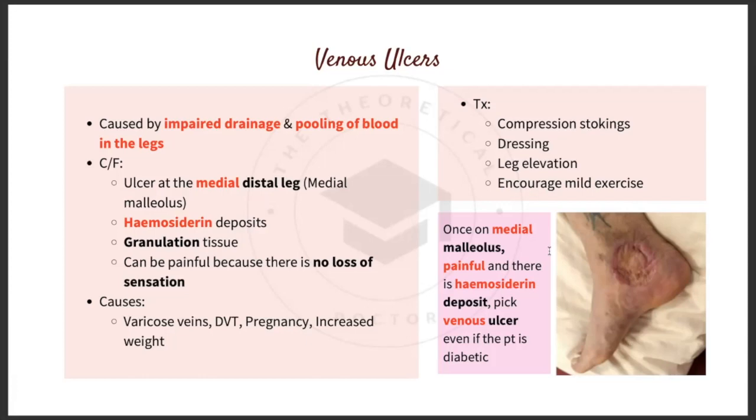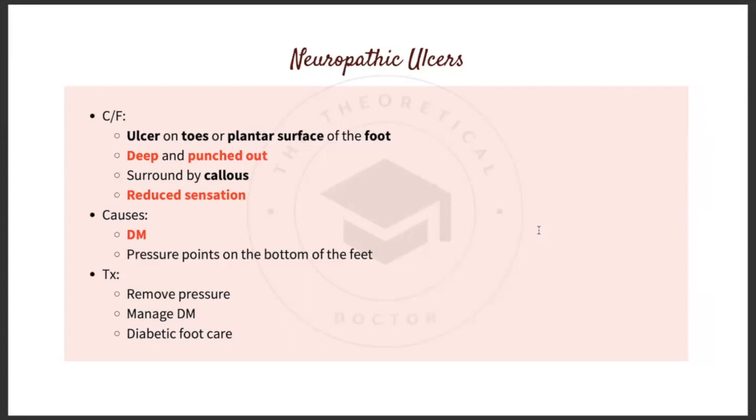Now if a patient is diabetic, they tend to have diabetic neuropathy, which can contribute to ulcer formation because they're not able to feel as their nerves have been damaged. However, in this case, there is hemosiderin deposit, and the patient also says it's painful. The hemosiderin deposit and the location of the ulcer point to the type of ulcer, which over here is medial. The fact that it is painful, meaning there is sensation, crosses out the neuropathic ulcer. Next is neuropathic ulcers.